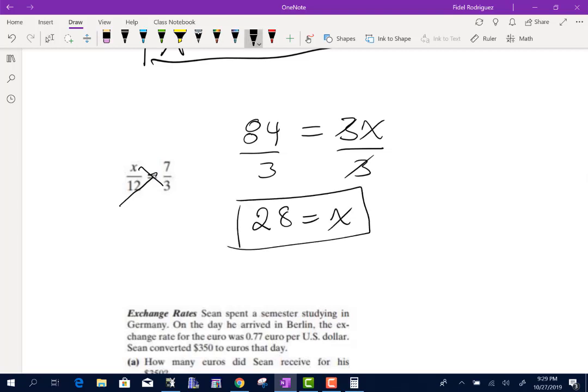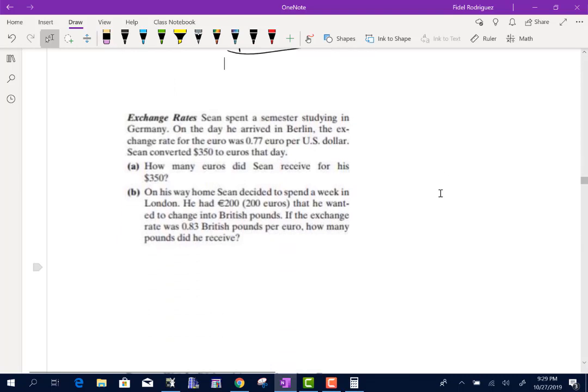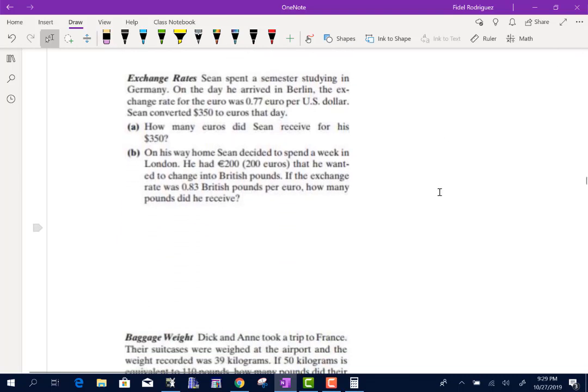Okay. And so now let's take a look at the next problem that we got here. And it's talking about exchange rates. So let's see if we can figure this out. It says, Sean spent a semester studying in Germany. On the day he arrived in Berlin, the exchange rate for the euro was 0.77 euro per US dollar. Sean converted $350 to euros that day. How many euros did Sean receive for his $350?